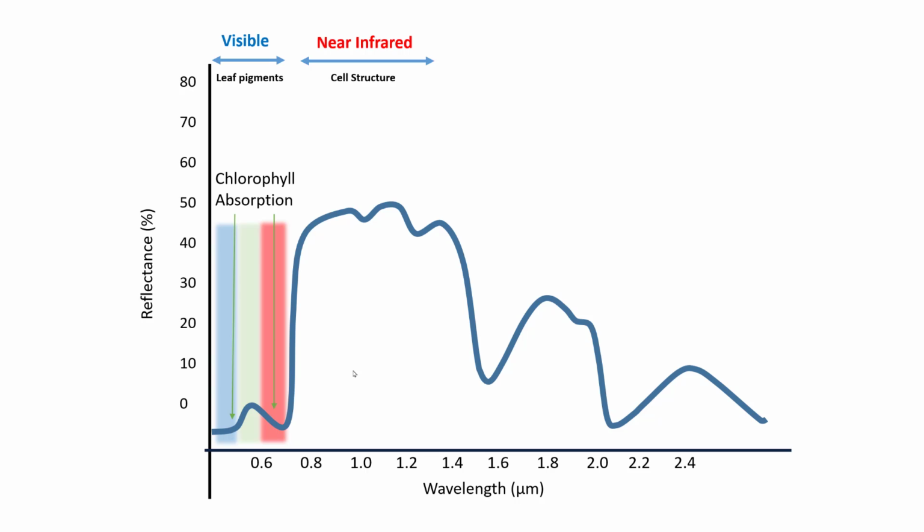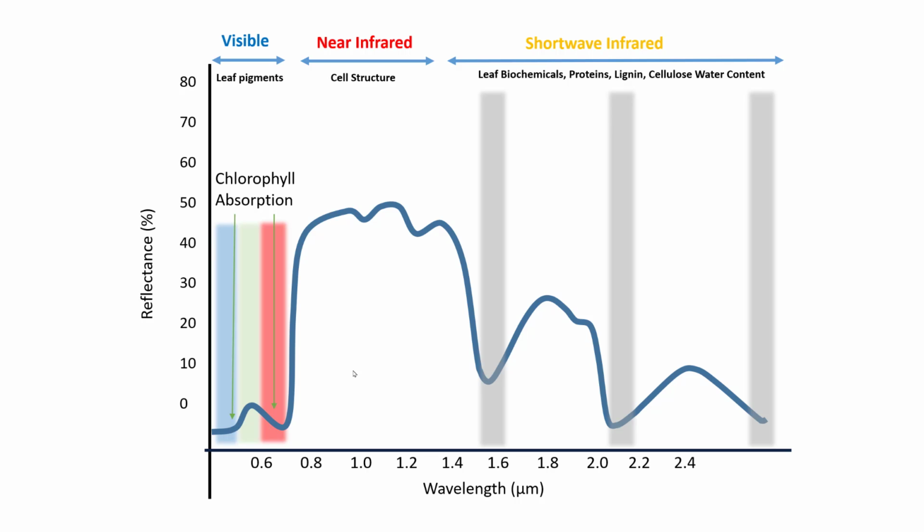The photochemical reflectance index uses chlorophyll absorption in blue and red. Shortwave infrared is good for studying leaf biochemistry, protein, and others. However, some parts of the reflectance are blocked by atmospheric moisture.